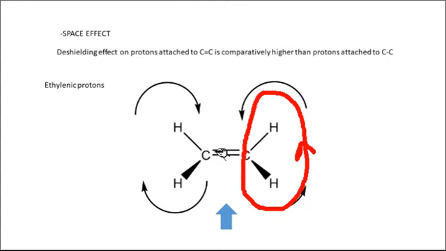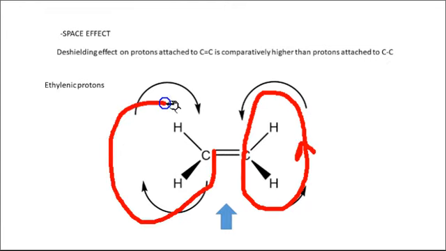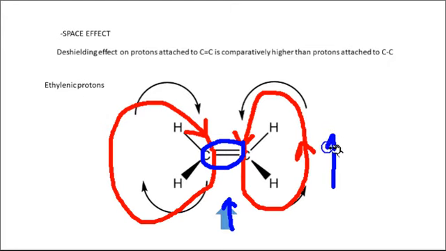So what happens when this field is in this direction? Considering this portion, this induced magnetic field opposes the applied magnetic field. That means here it is diamagnetic, and here where the protons lie, it reinforces. That means it favors the applied magnetic field. That means here it is paramagnetic to the applied magnetic field.